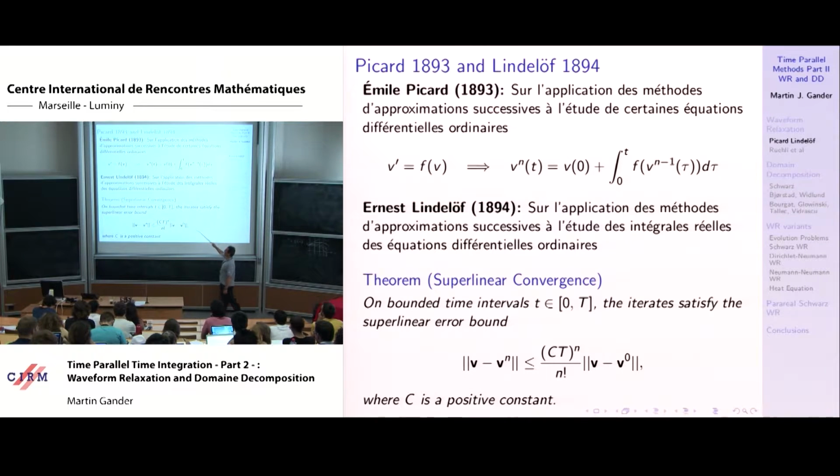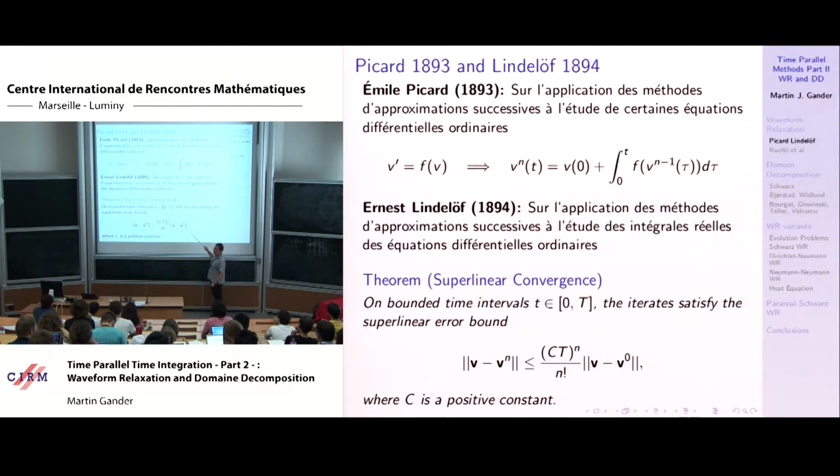And this is a very, very famous convergence estimate. It says if you iterate this Picard iteration n times, then the distance between the solution of your ODE and your nth approximation is bounded by a constant times capital T to the power n, where n is the number of iterations, divided by n factorial, times the distance of the initial guess that you used of the true solution.